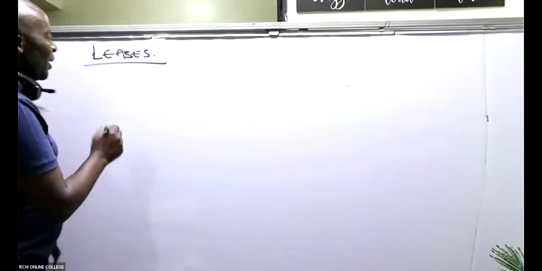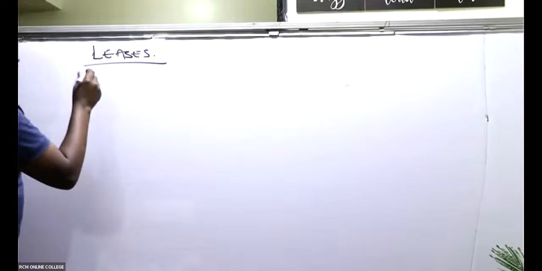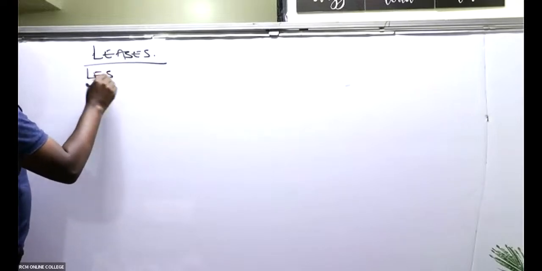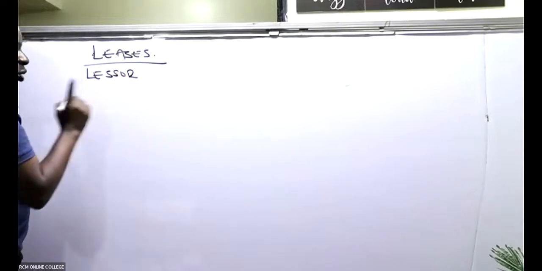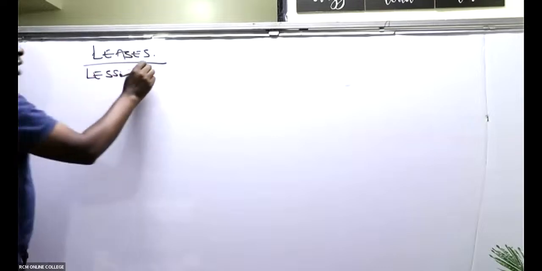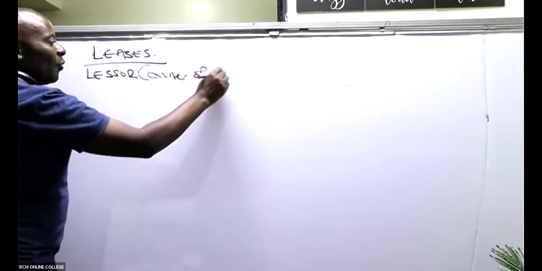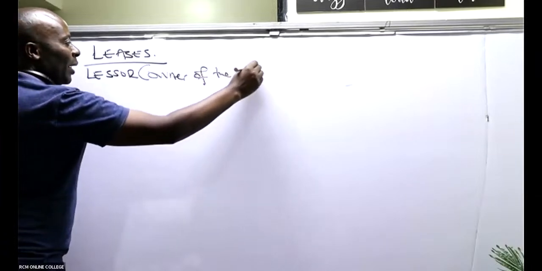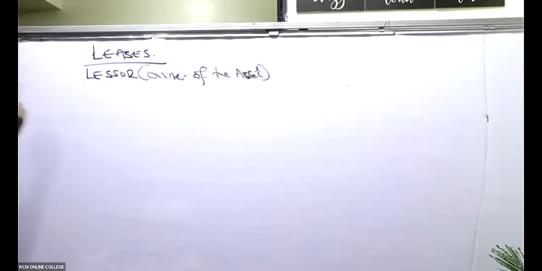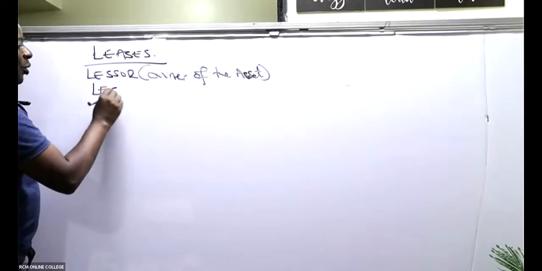If you remember very well, we have two parties here. We have a party we are calling the lessor. The lessor is the owner of the asset. If the asset is a building, we shall be calling him who? A landlord.